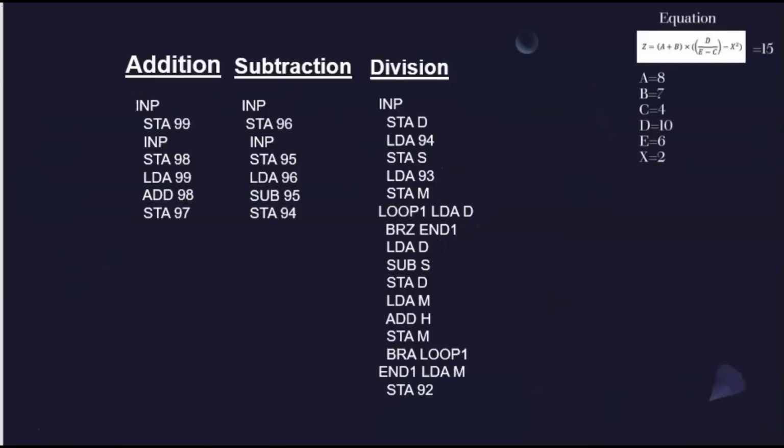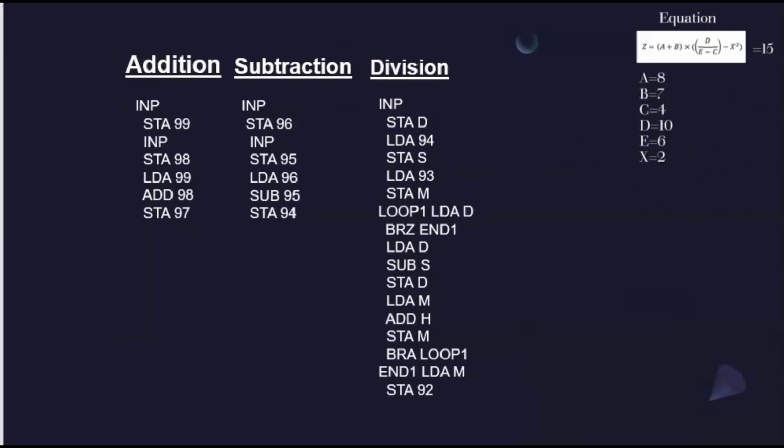Now we will look at the coding. First we need to input the data for our A and B variables into the coding. Our A variable is 8 and B is 7. We need to store A at the 99 address, and for the variable B we put it at the 98 address. Then we use add as the command to add the values of the 2 variables, A plus 7.